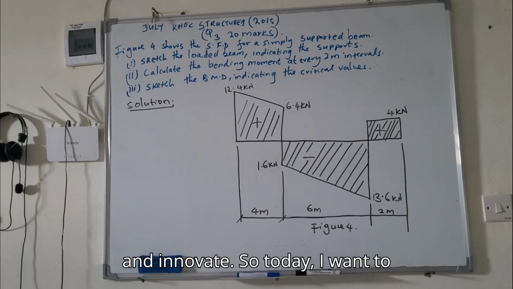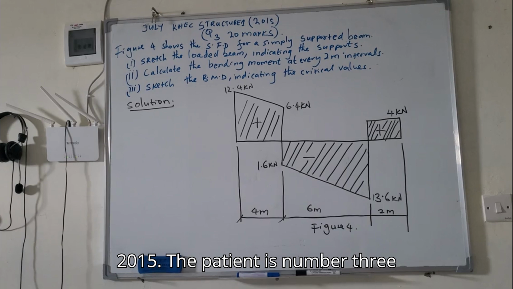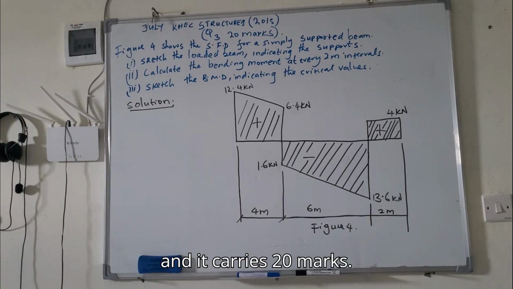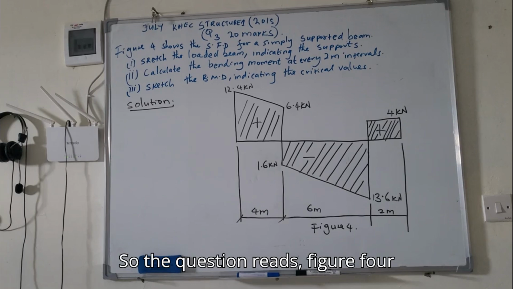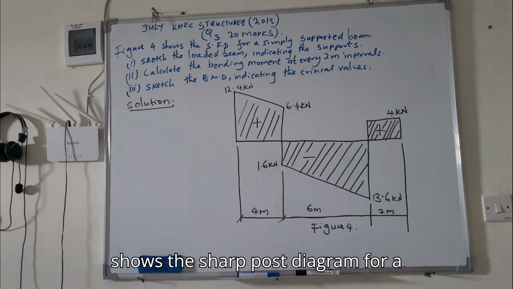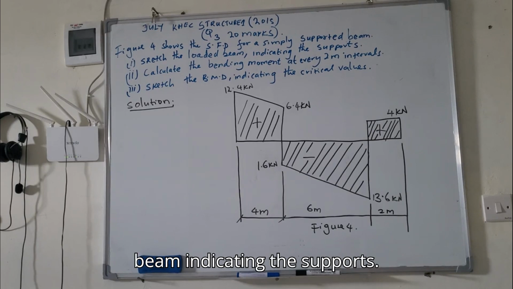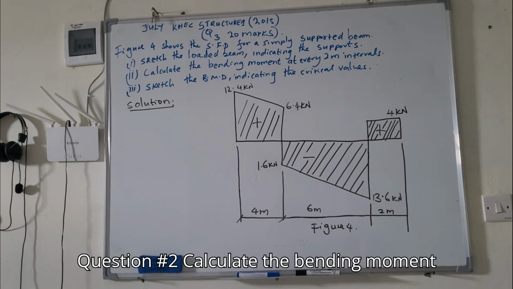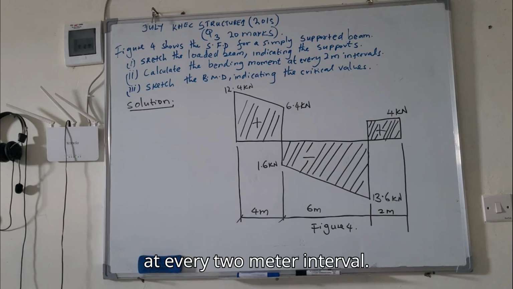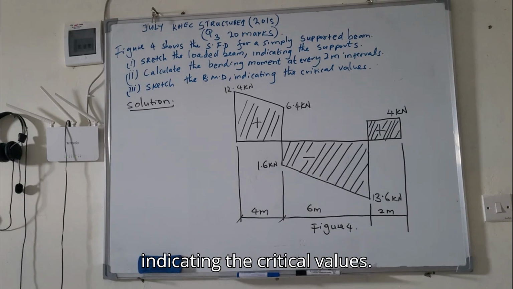So today I want to tackle a question from a past paper, that is KNEC Structure 1, July 2015. The question is number 3 and it carries 20 marks. The question reads: Figure 4 shows the shear force diagram for a simply supported beam. Question 1, sketch the loaded beam indicating the supports. Question 2, calculate the bending moment at every 2-meter interval. Question 3, sketch the bending moment diagram indicating the critical values.